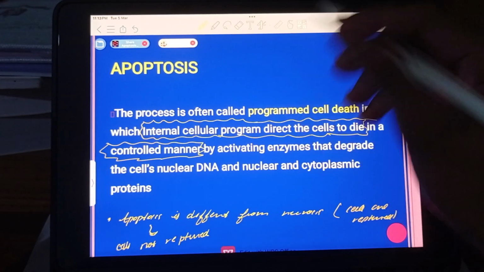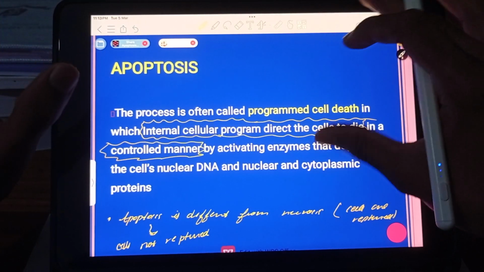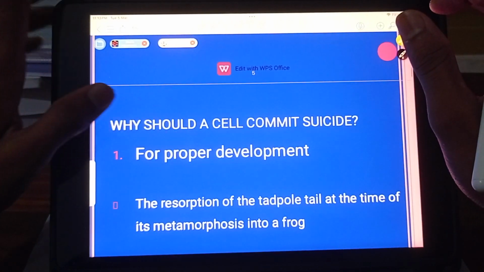So the process is often called programmed cell death, in which internal cellular programs direct the cells to die in a controlled manner. In a controlled manner it is dying, not in an instantaneous manner.